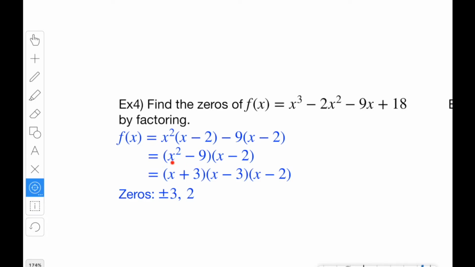Then I'm going to further factor. We've got a difference of squares. x squared minus 9 gives you x plus 3, x minus 3, and then x minus 2. So the zeros are plus and minus 3 and 2. We've got all three zeros right here.